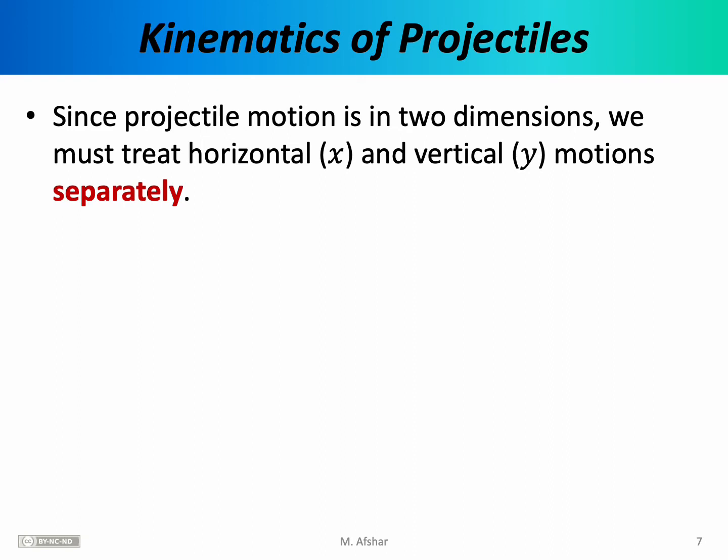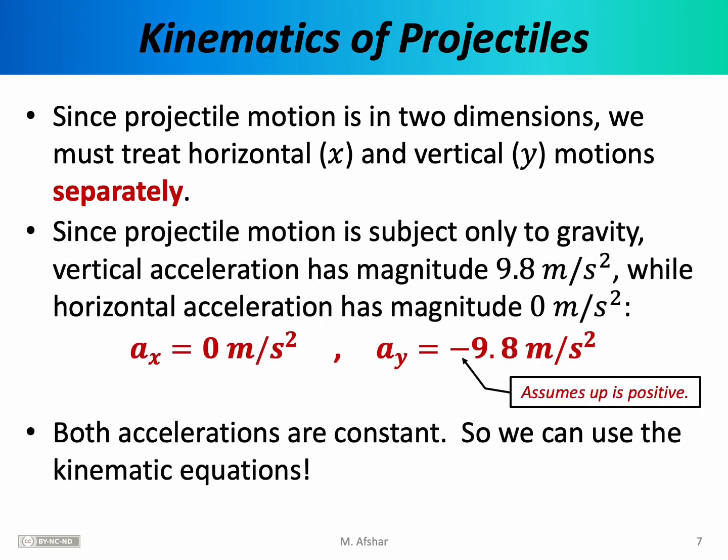Our goal is to use our two-dimensional kinematic equations to analyze projectile motion. As before, we're going to separate the motion into x and y components. We're going to talk about x acceleration and y acceleration separately, x velocity and y velocity separately. And we're also going to remember that acceleration in the y direction is going to be 9.8 meters per second squared. More precisely, acceleration in the y direction is going to be minus 9.8 meters per second squared, assuming that we're using a standard xy coordinate system where up is positive.